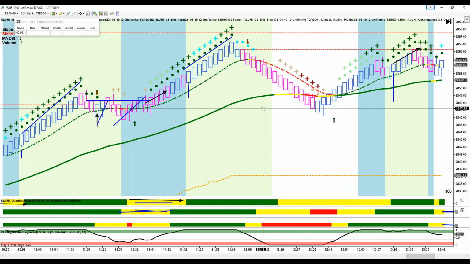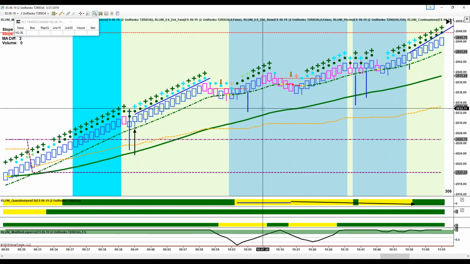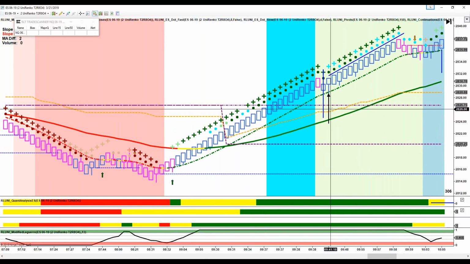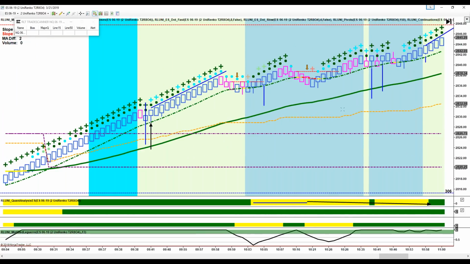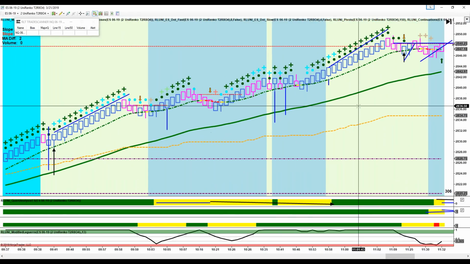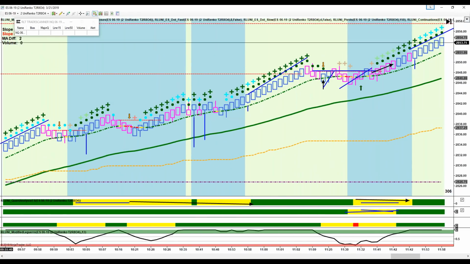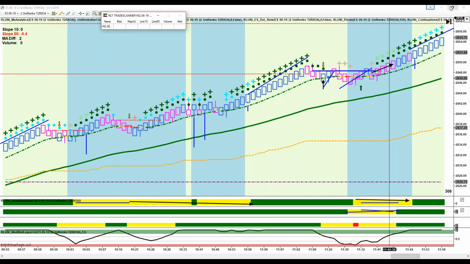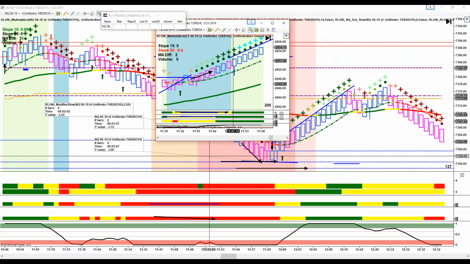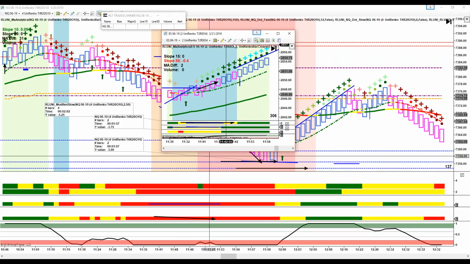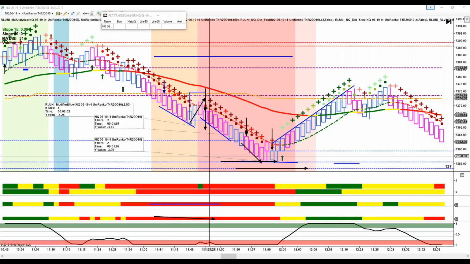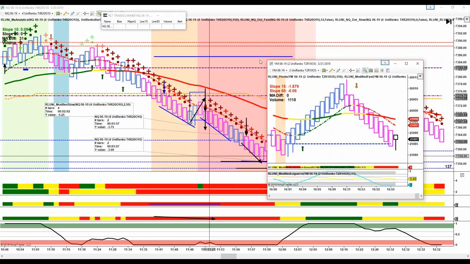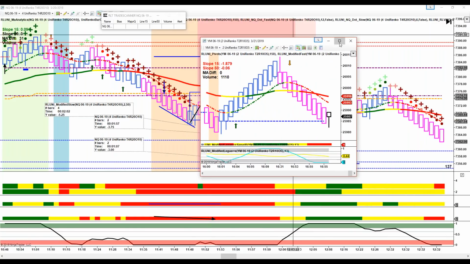So you have 1, 2, 3, 4, 5 winners. And I'm telling you, there is no loser. So that's our goal. And our scanner, and God only knows why it's not coming up on the E-mini, is available to allow you to trade multiple markets.